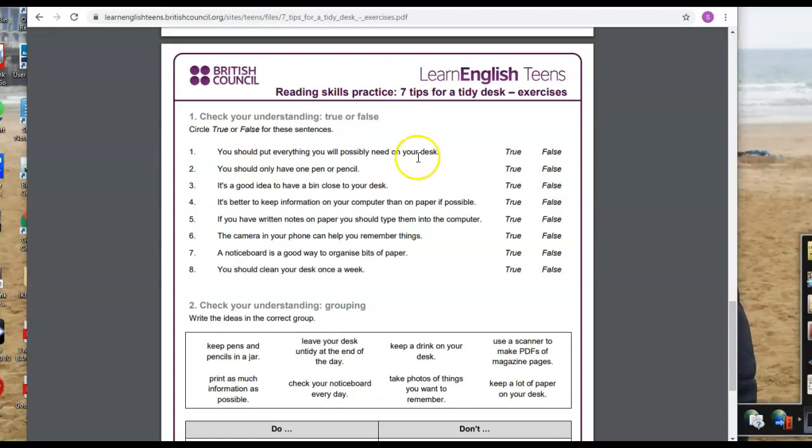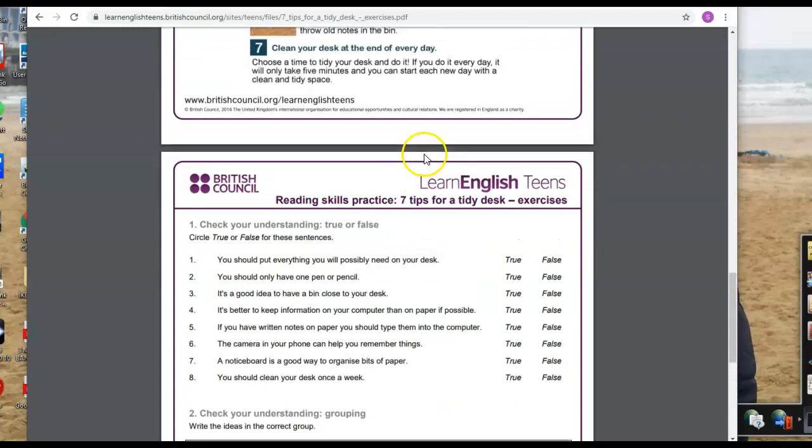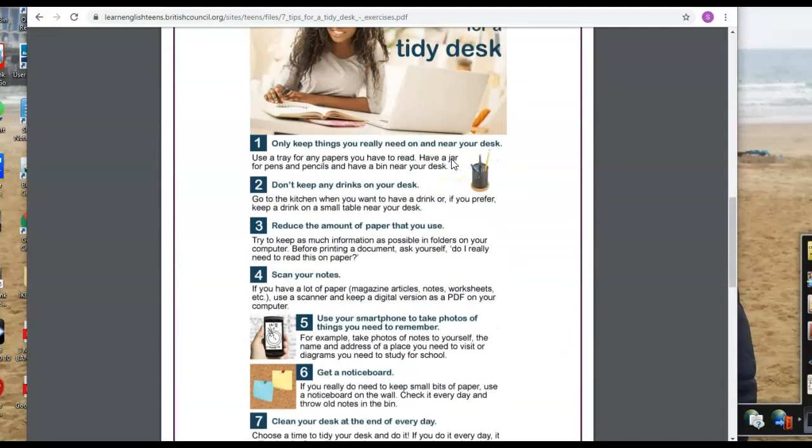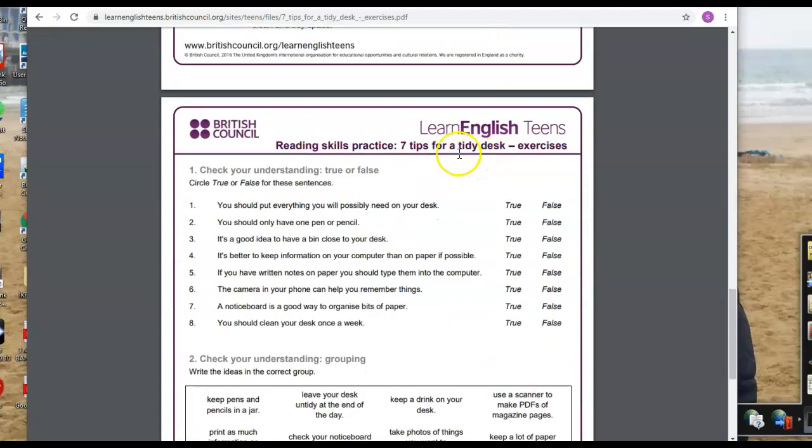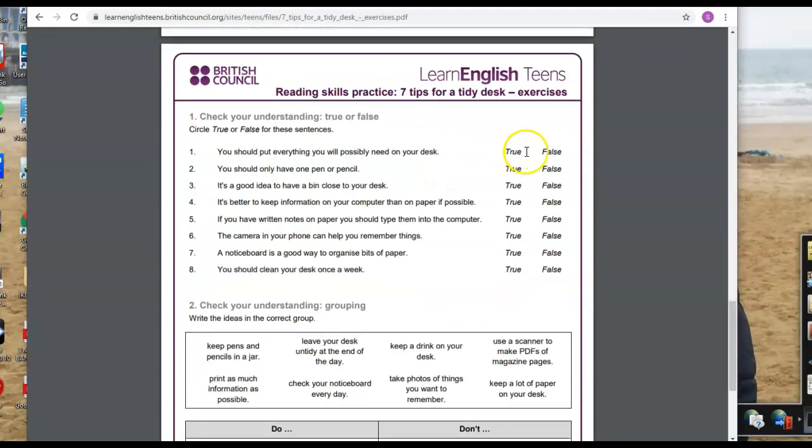Well, it's definitely false. If we go back up here, it says, only keep things you really need on and near your desk. So we don't want to put everything on our desk. So it's false. So this is what you need to do.